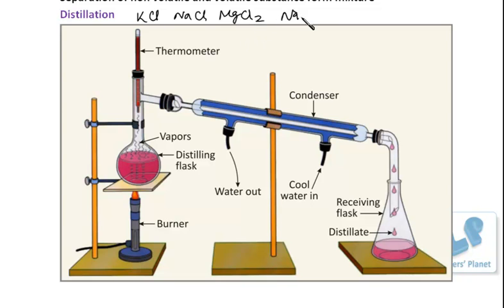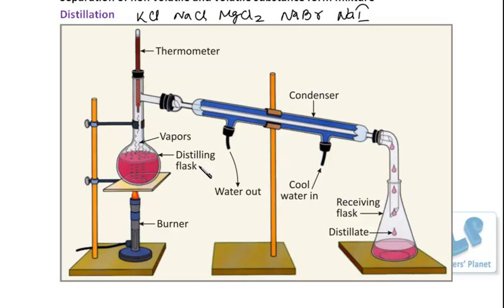If it's sodium bromide, it will also not change into vapor state. If it's sodium iodide, it will also not change into its vapor state. So what will change into its vapor state is water. Water forms water vapors, and vapors are passed through the condenser and they are collected in a flask. This condenser is kept cool with the water. This water is flown in this tube.